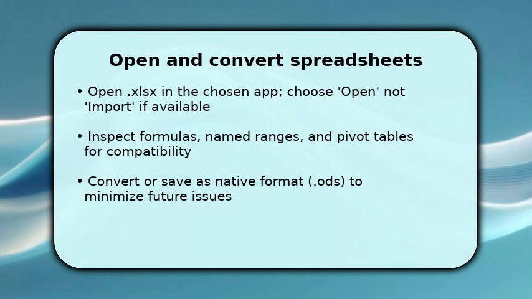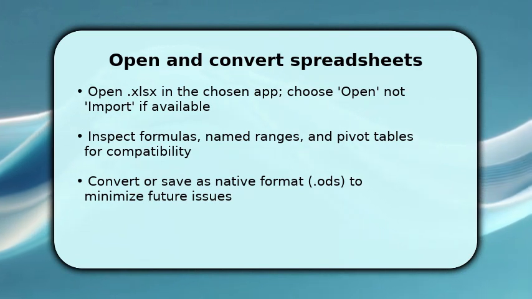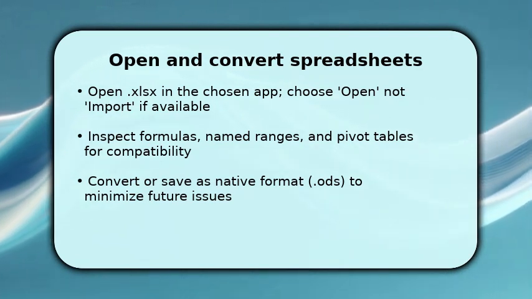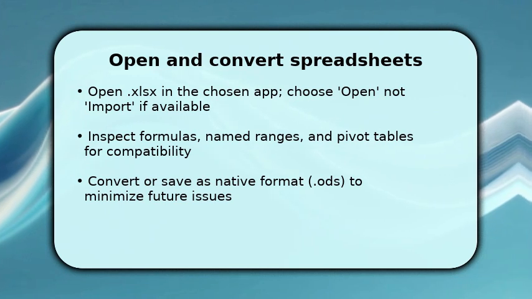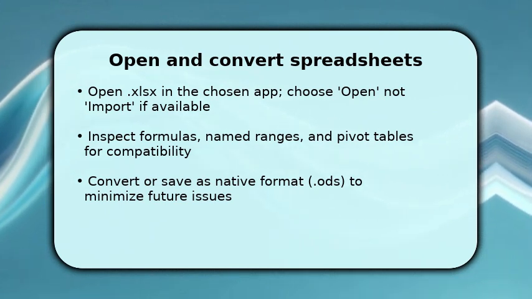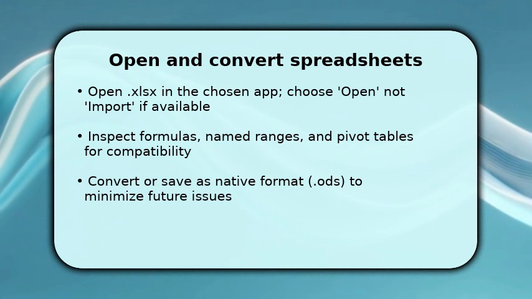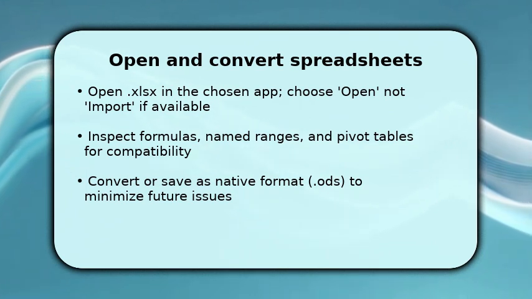You now open your workbook and inspect key elements so you know what might break. Open the XLSX file directly in Calc or OnlyOffice. Once opened, check formulas, named ranges, pivot tables, and any macros because some features differ.